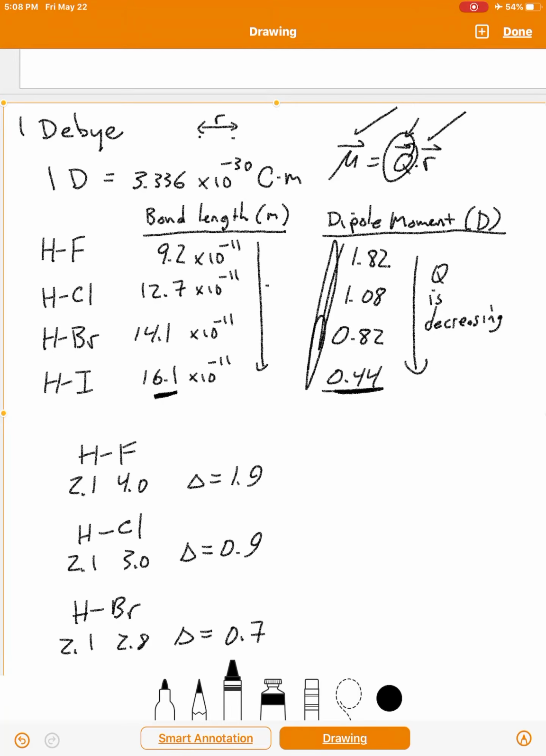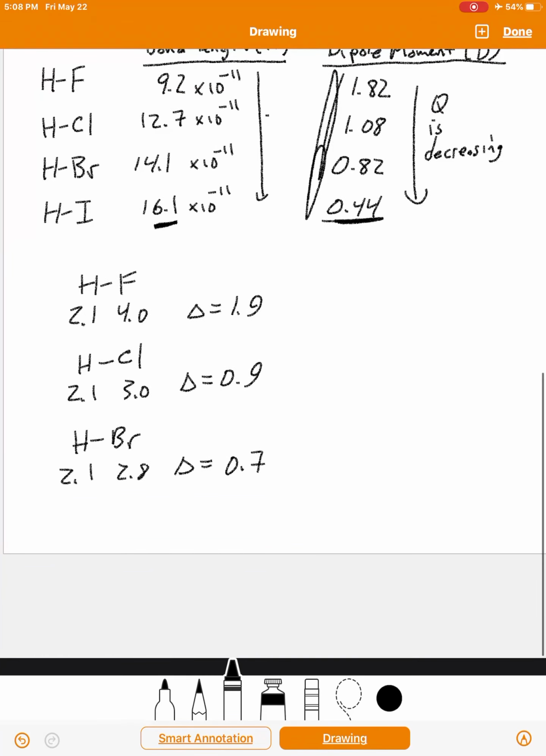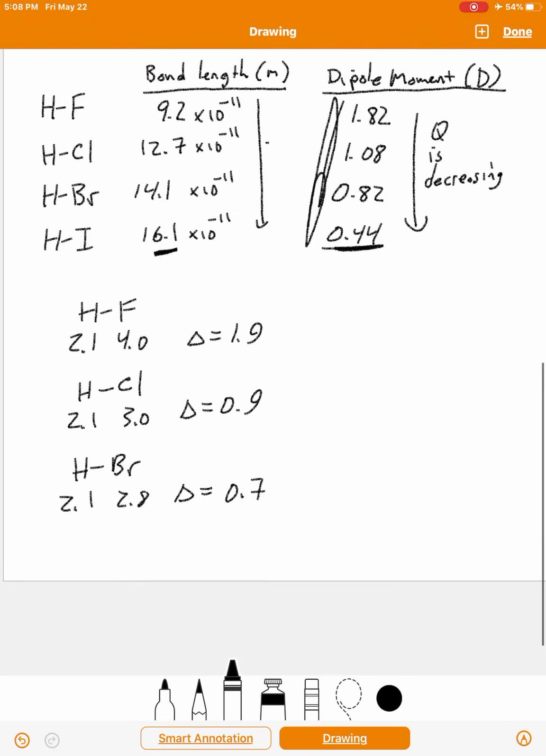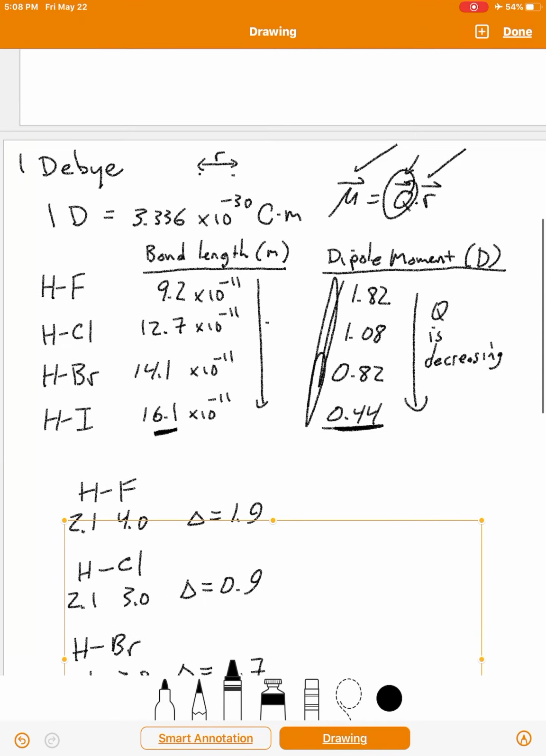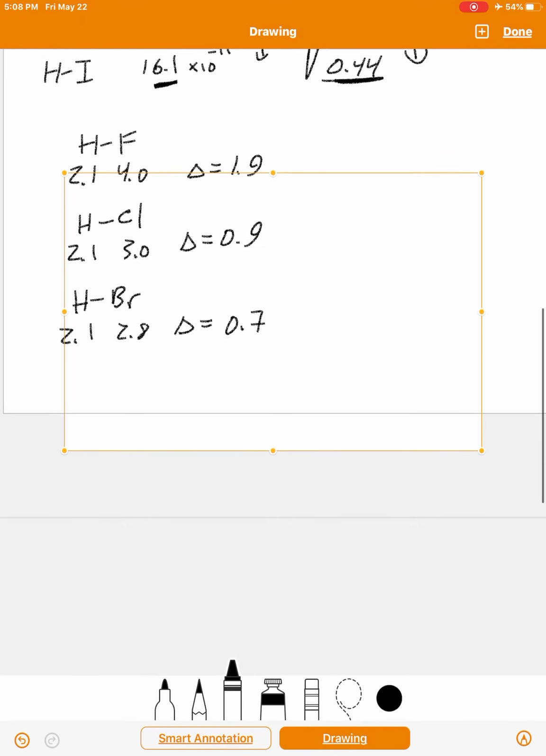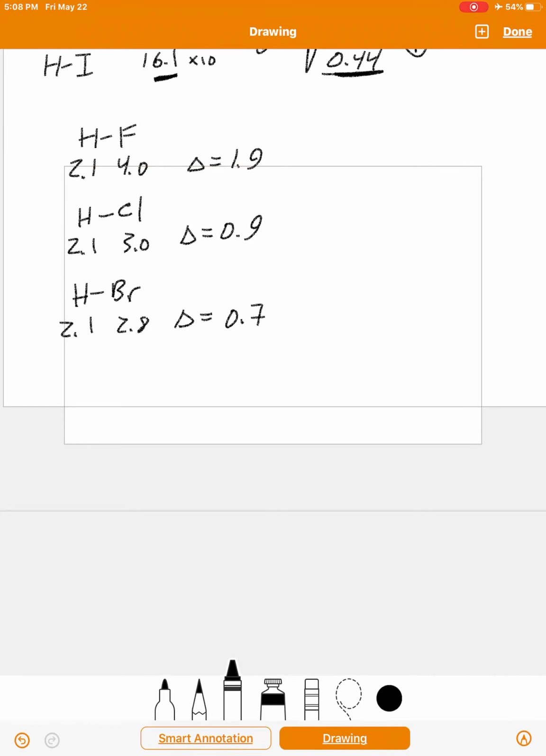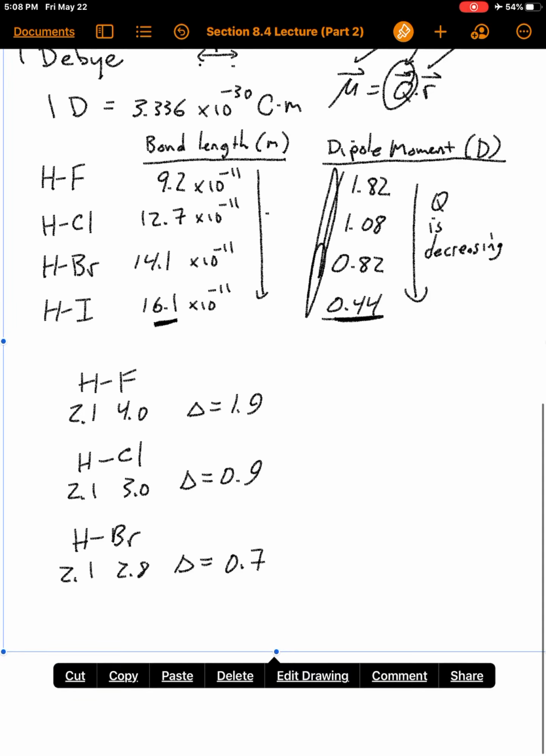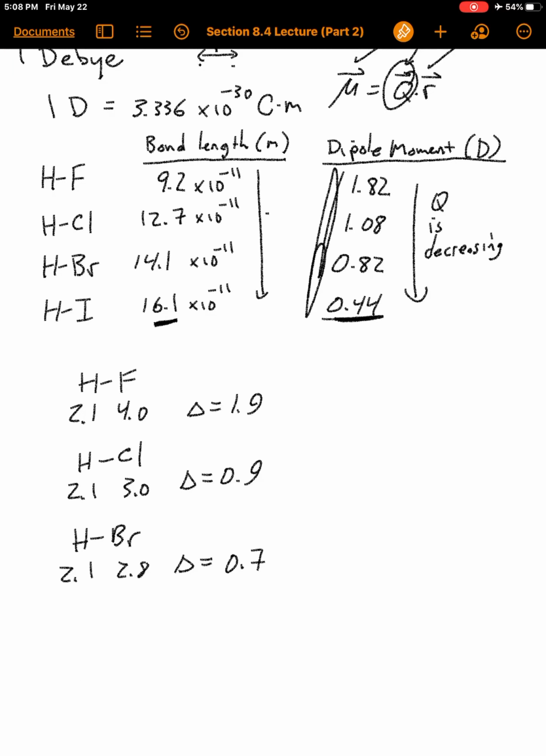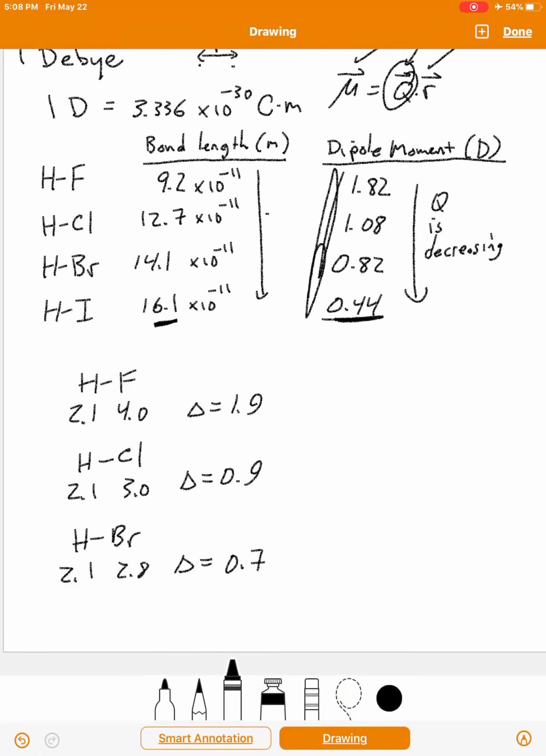Now, one more thing to mention in this discussion. Let me see if I can. Here's what we'll do. We'll come over here. I'll just have to come up here and erase some of it.